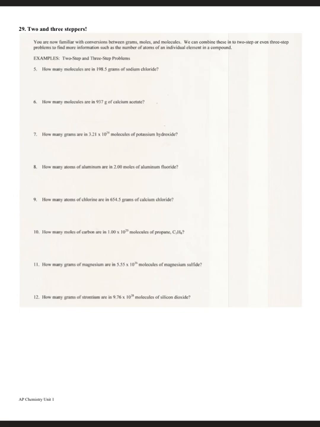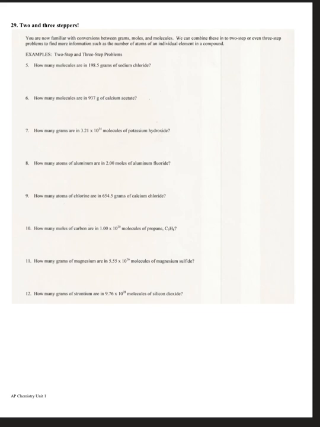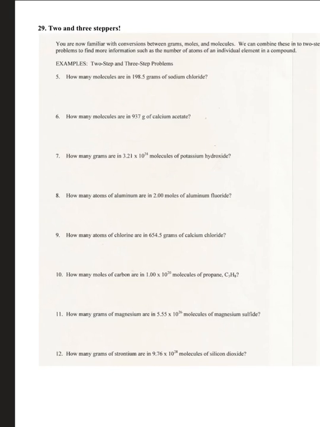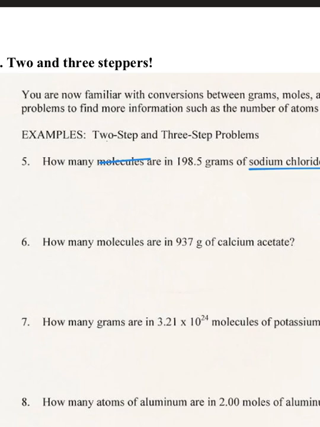All right, now we got two-steppers. So it's been a minute. Remember, molecules are covalent compounds. Formula units are ionic compounds. The first question says, how many molecules are in 100, which is wrong. We're talking about sodium chloride, so this should be formula units, because sodium chloride is ionic.